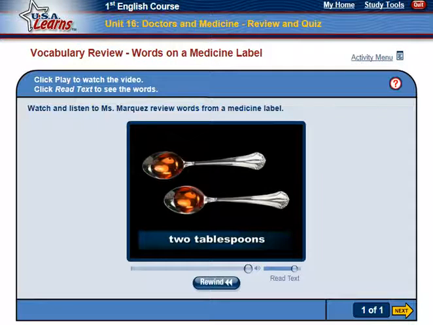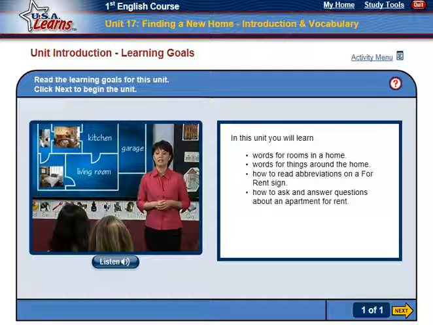In this unit, you will learn words for rooms in the home. You will learn words for things around the home. You will learn how to read abbreviations on a for rent sign. And you will learn how to ask and answer questions about an apartment for rent.